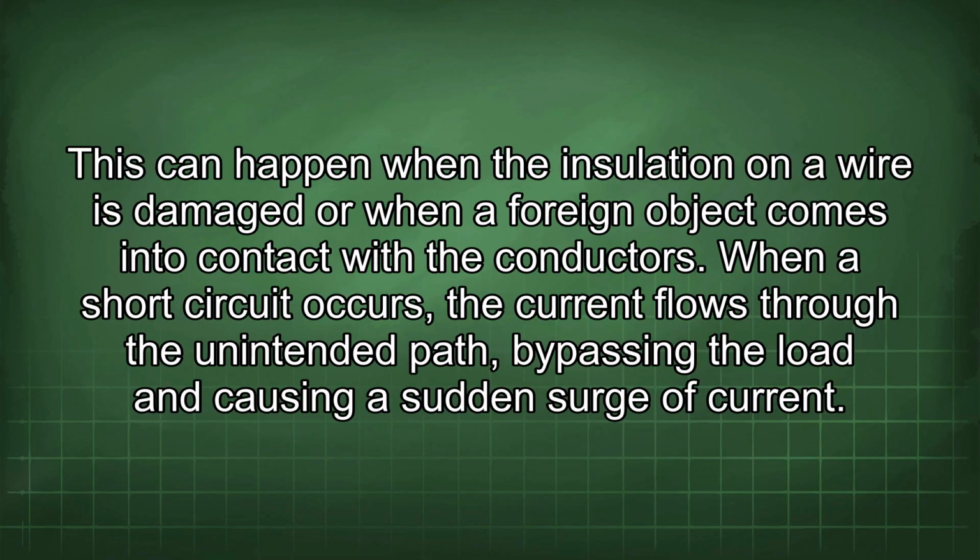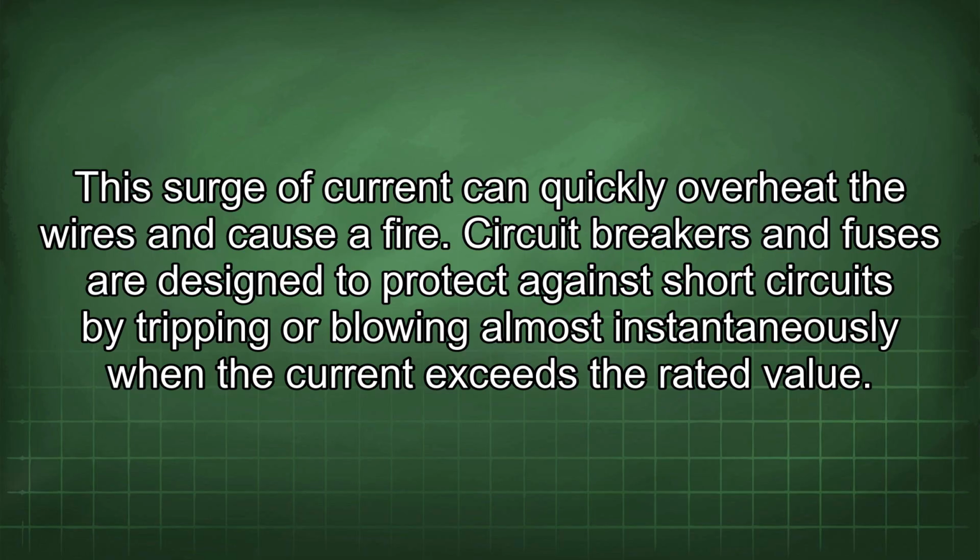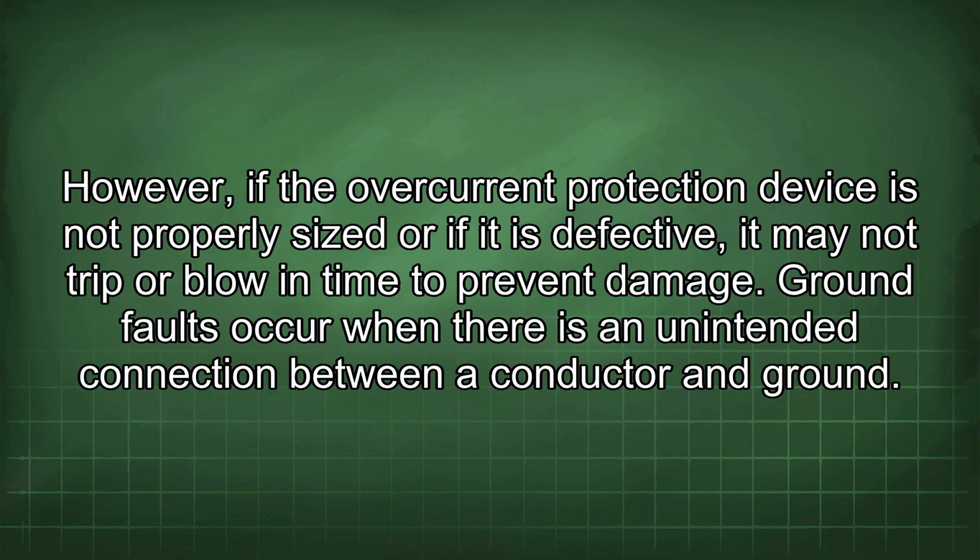Short circuits occur when there is an unintended connection between two conductors in the circuit. This can happen when the insulation on a wire is damaged or when a foreign object comes into contact with the conductors. When a short circuit occurs, the current flows through the unintended path, bypassing the load and causing a sudden surge of current. This surge of current can quickly overheat the wires and cause a fire. Circuit breakers and fuses are designed to protect against short circuits by tripping or blowing almost instantaneously when the current exceeds the rated value. However, if the overcurrent protection device is not properly sized or if it is defective, it may not trip or blow in time to prevent damage.